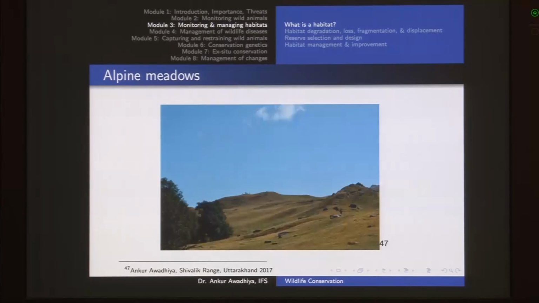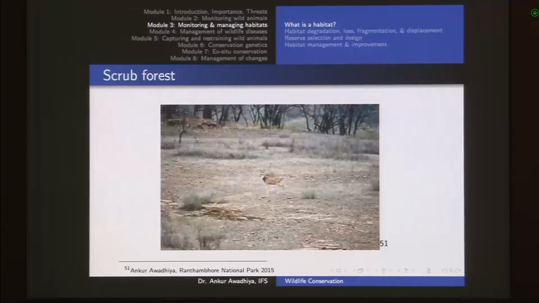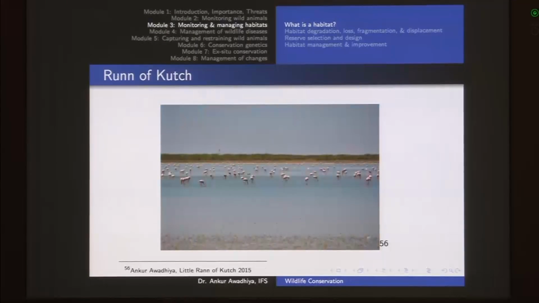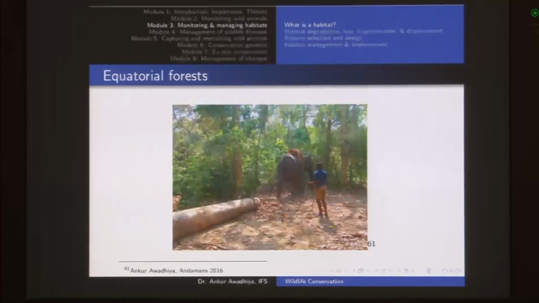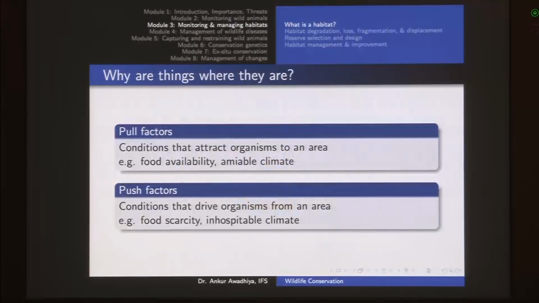Then we had a look at a number of Indian habitats: alpine meadows, forests, then desert ecosystems, wetlands and so on. And then we had a look at the pull and push factors. Pull factors are those factors that attract organisms into an area. So, if something is good in our habitat, then animals will be attracted, so that is a pull factor. If something on the other hand is not good, animals will be pushed to some other habitat, so this will be called a push factor.